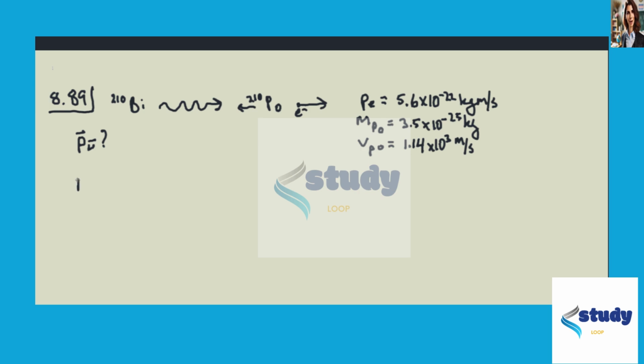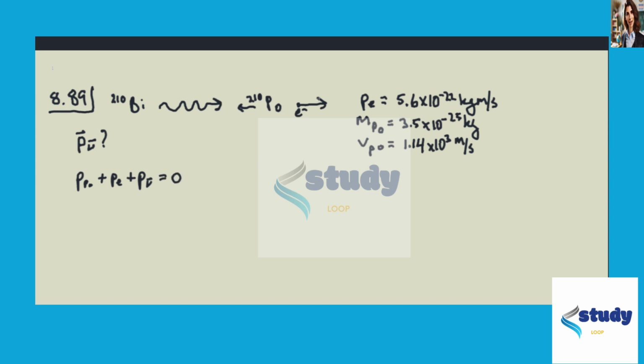we know that the momentum of our polonium nucleus plus the momentum of our electron plus the momentum of our neutrino. This is the Greek letter nu, by the way. This is an antineutrino, so technically there should be a bar over it. This has to equal 0.